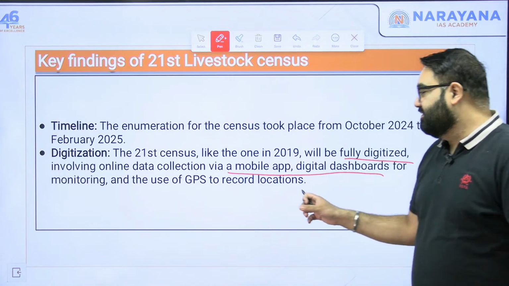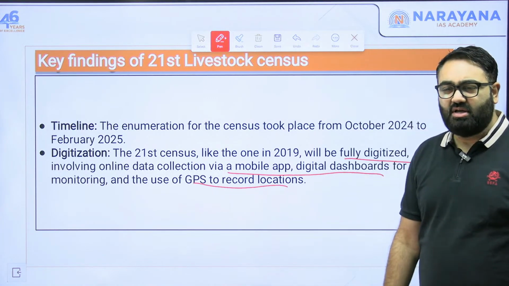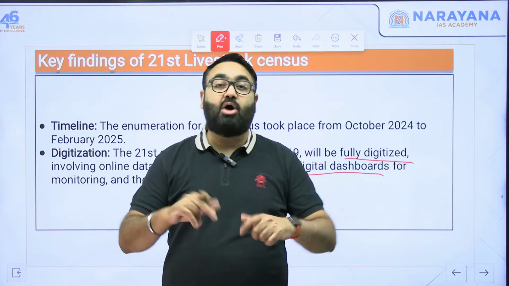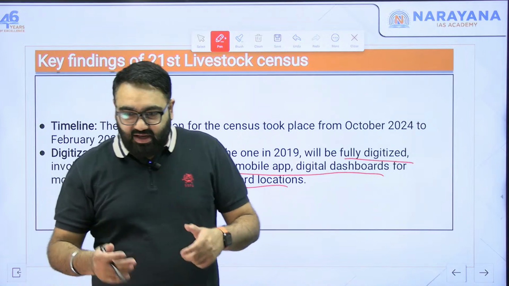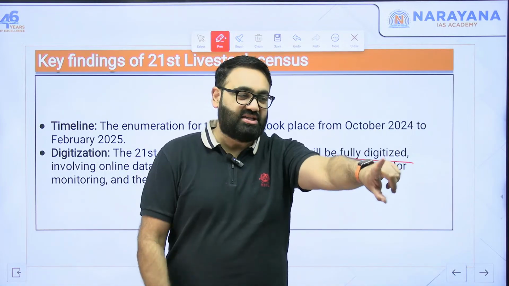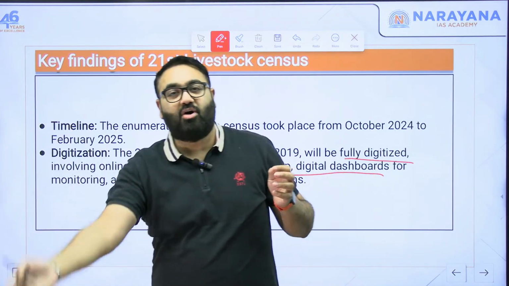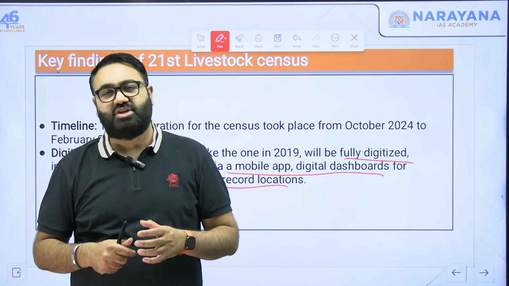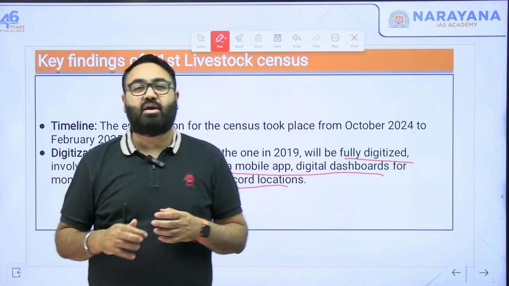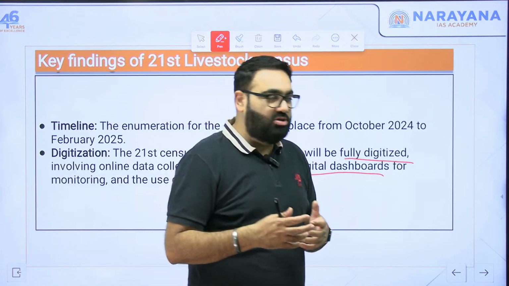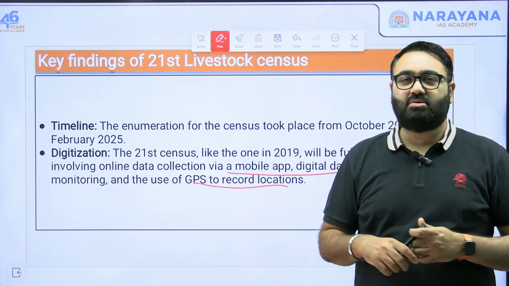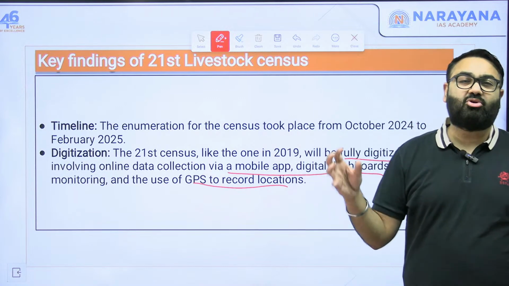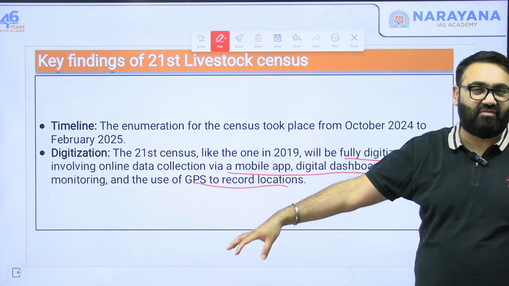Also, there will be monitoring with the use of GPS to record the locations, so that you can make sure that two different people are not counting the same stray. For example, someone has counted a stray dog, making note of that. You don't want that stray dog to be counted once again when someone else comes in. So there is a lot of use of GPS, of technology. GPS location will be tracked of the people collecting the data to ensure that unique data is available.